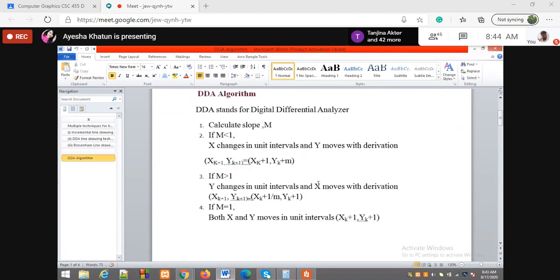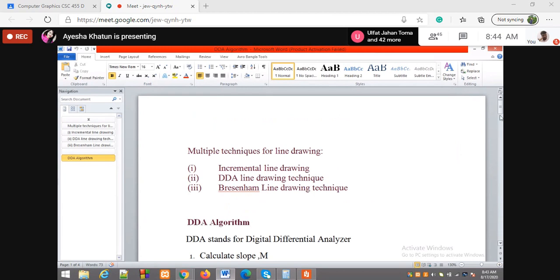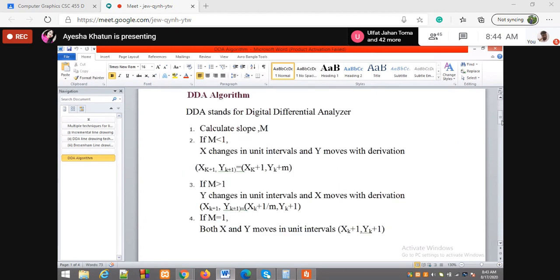Have you understood this algorithm, these three cases? Yes, ma'am. Okay, then write it. So write it, then we will see the derivation.